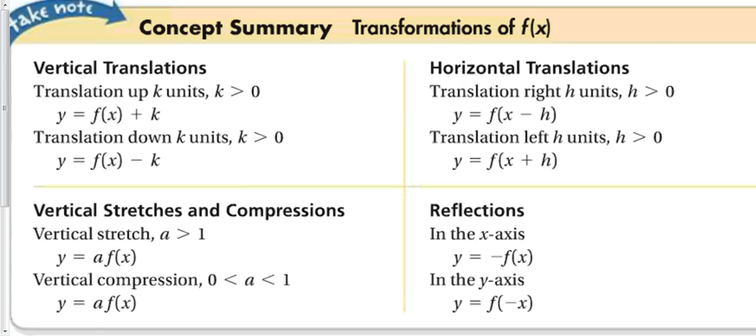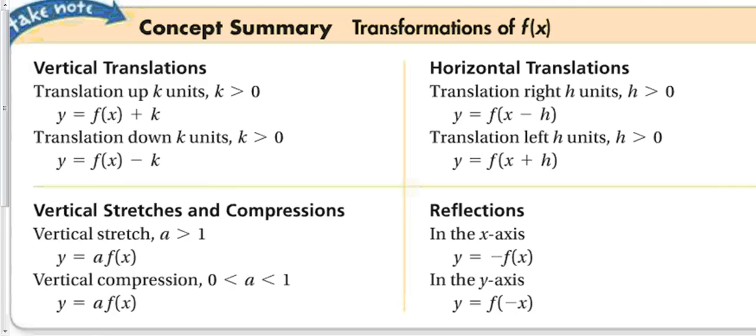Okay? So here's a sort of culmination of all the different types of transformations that we can do to f of x. Okay? Vertical translations. If we add k to a function, it moves the function up. If we subtract k from a function, it moves the function down. Notice that k is outside of the function. You are adding it to the outputs.